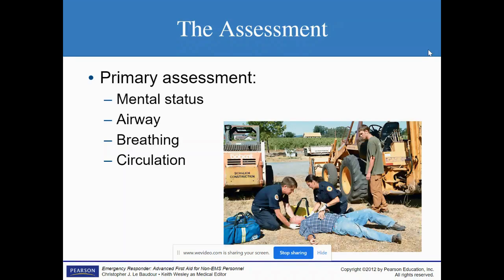Foremost, we want to make sure that the patient that we're dealing with is not in any immediate life-threatening circumstances. So the first things we want to check are the mental status, the airway, breathing, and circulation of that patient. These would definitely be an immediate life-threatening situation. So we're going to talk about each one of these, starting with mental status.